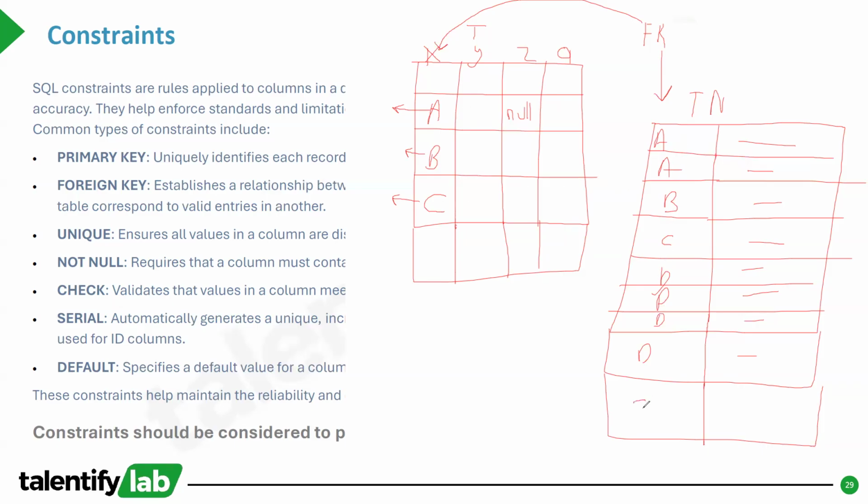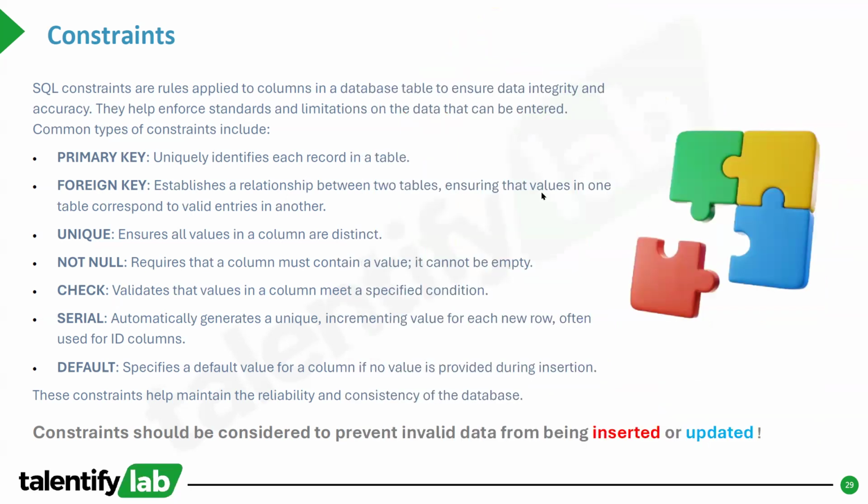For example, I cannot add here Z because there is no Z here. So this foreign key will create a relation between them. This is the main reason to use foreign key. It can be null. You can use null, but you cannot use non-existing data here. If you have D here, you can add D. If you do not have E here, you cannot add E. This is the foreign key. By doing some practice, you can understand it better. Okay, foreign key, this is important.